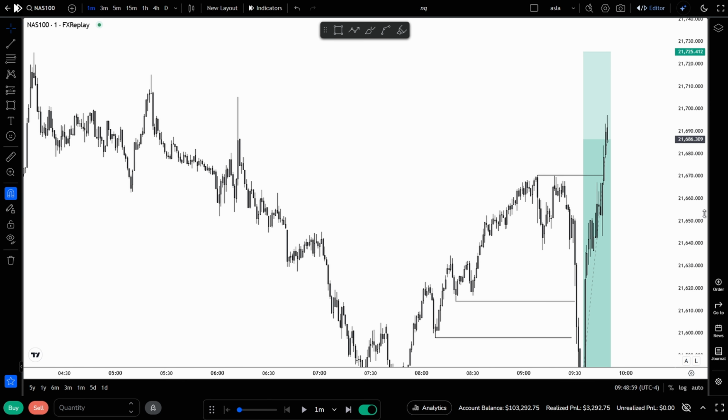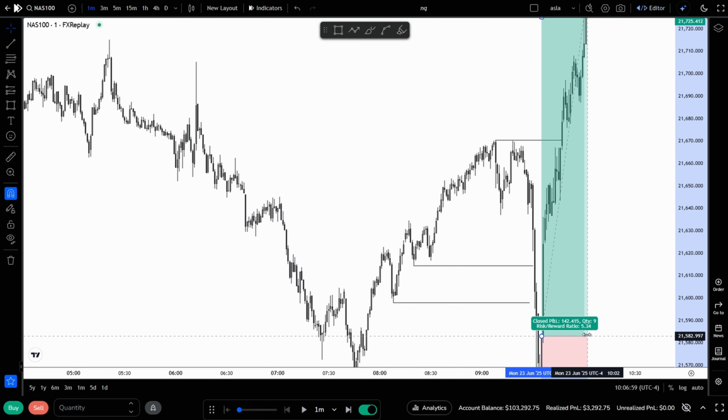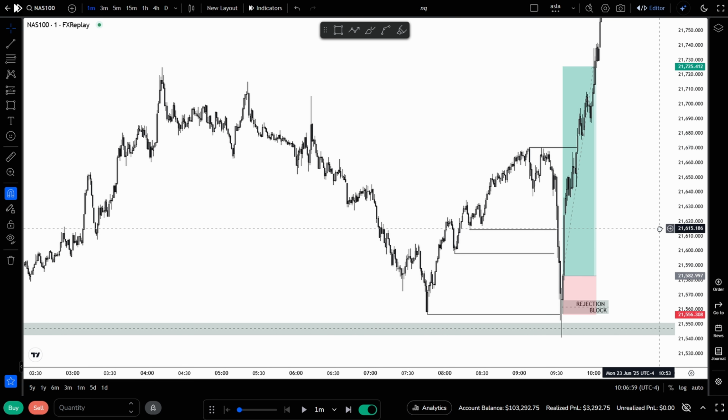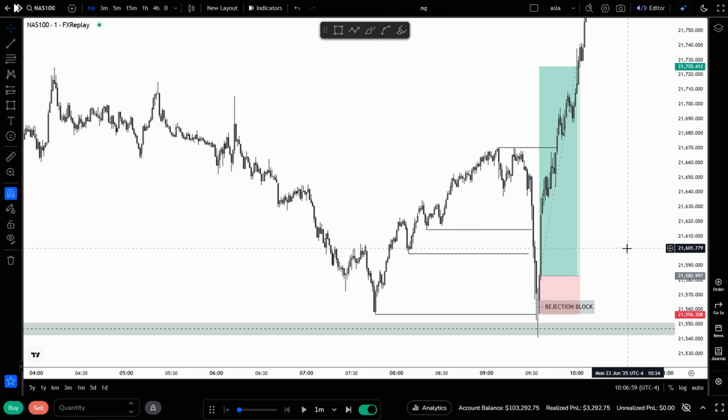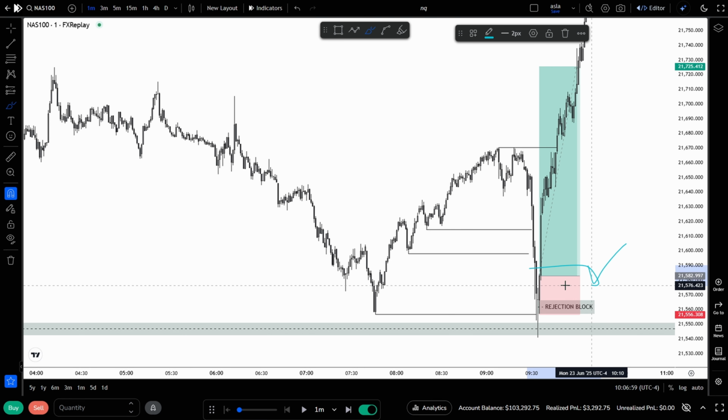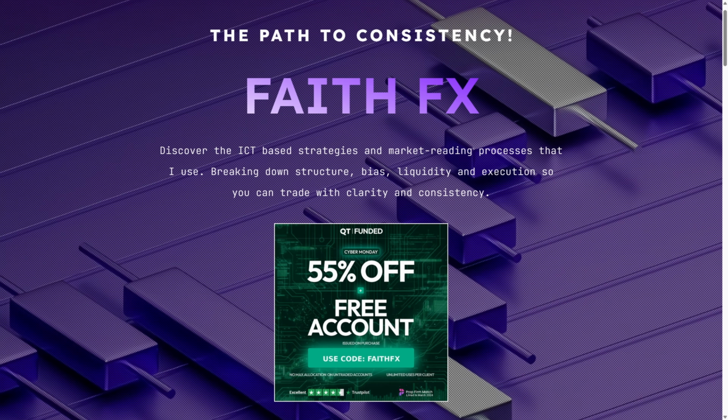If you watch how price develops afterward, you can see that price moves straight into our targets. However, one important thing to understand when trading this concept is that execution speed matters a lot. These types of setups can move very quickly, so you need to be ready to execute the trade quickly once the confirmation appears.